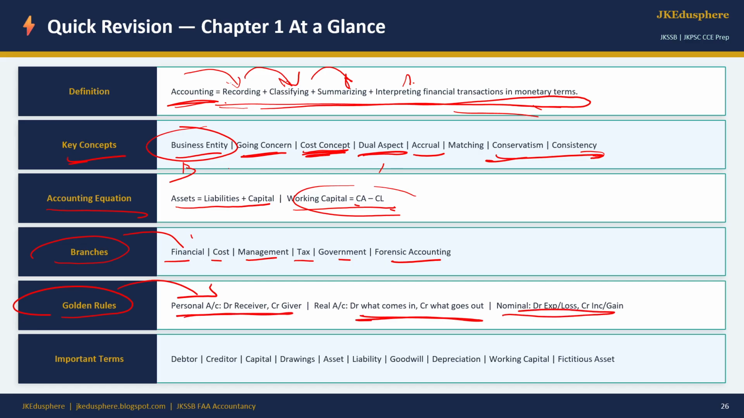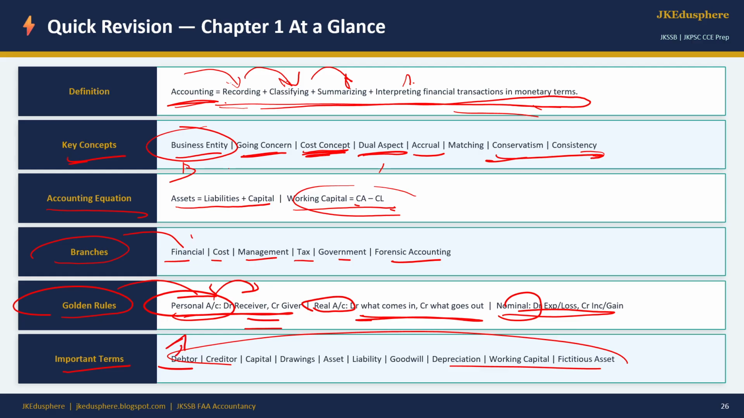These are some golden rules that you don't need to remember right now. When we learn about accounts and various types of accounts, then we will see these rules. Important terms we have seen. What is a debtor? The person who owes us money. What is a creditor? The person we owe money to. What is capital? The initial investment that the owner gives. Whatever the owner withdraws from the capital is drawings.